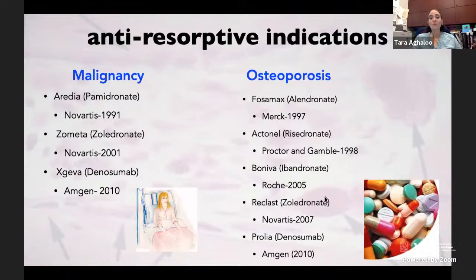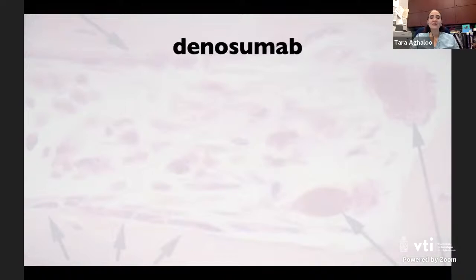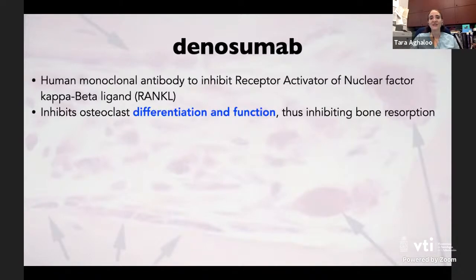And I'm seeing more and more patients on one of these 2 medications because it's a lot easier for the patient to get an injection or an infusion either once or twice a year rather than have to take a pill once a month themselves or once a week with the alendronate. And so let's talk a little bit about denosumab because it is quite different than the bisphosphonates. And this is a monoclonal antibody and it inhibits RANK ligand.